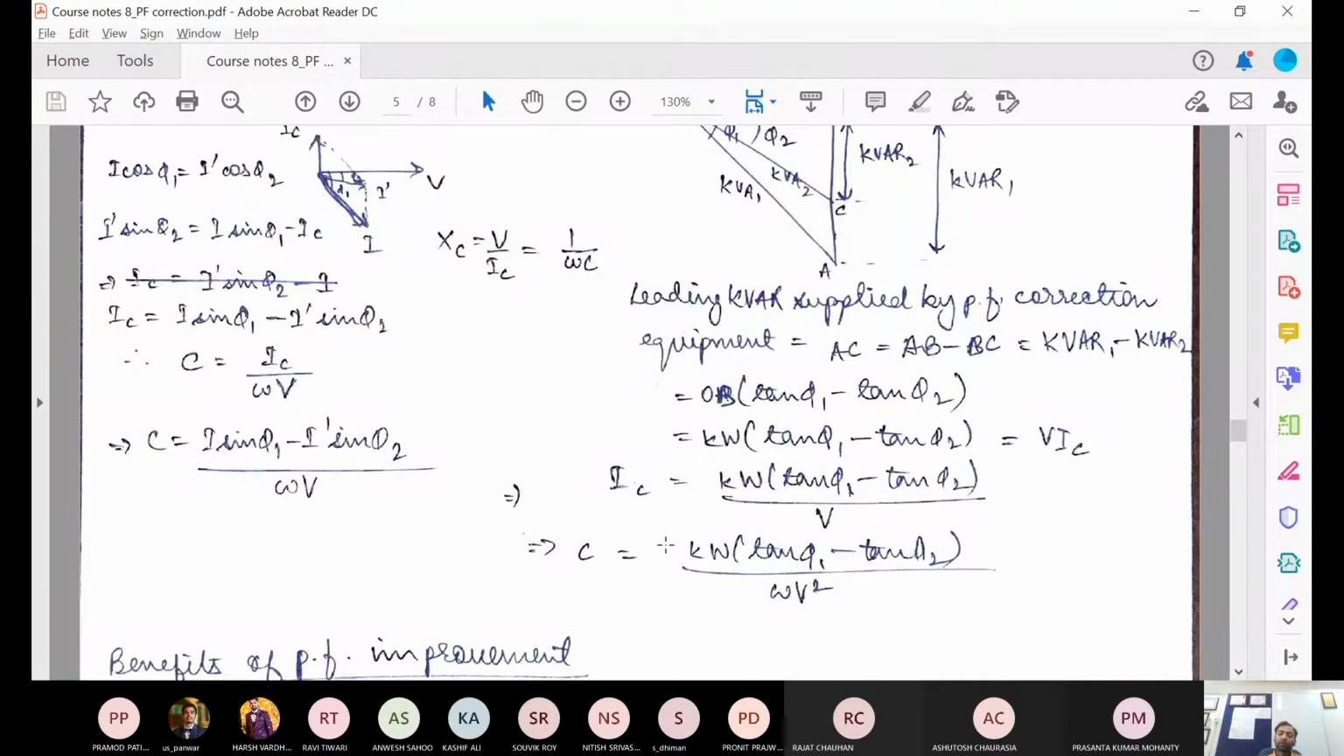And here, if you see, all these quantities are easily measured. kW is from your energy meter reading, you can get that. Phi 1 was the initial power factor. Obviously, if you are improving power factor, it means you have a power factor meter at the consumer center. So that was the initial power factor angle, phi 1, and phi 2 is the new power factor angle. Omega is nothing but 2 pi f, and V is the rated voltage of the circuit. So this would be more practical to find out the value of capacitor needed for improving from power factor angle phi 1 to phi 2.